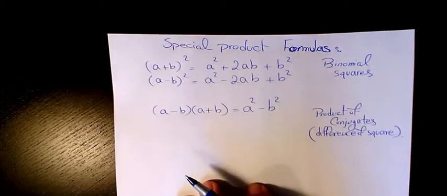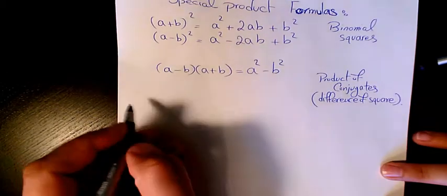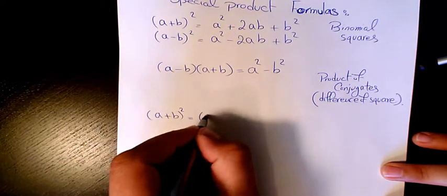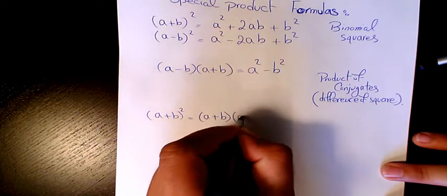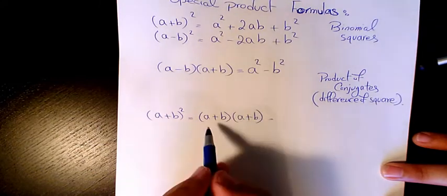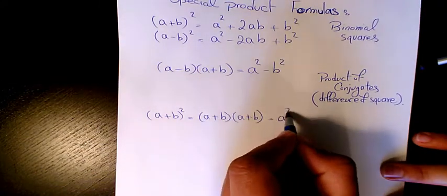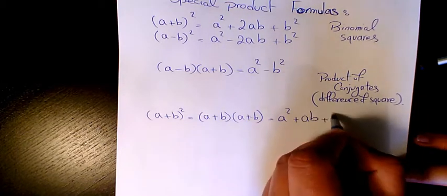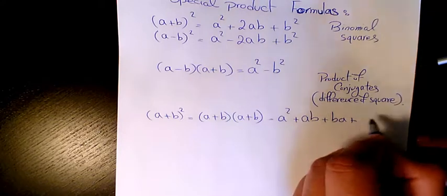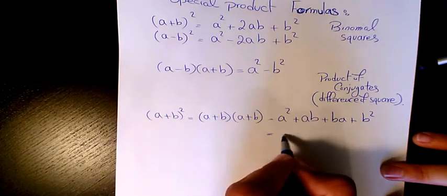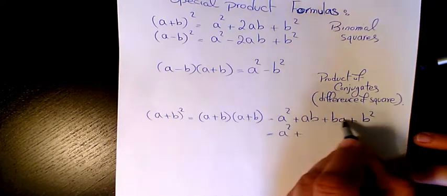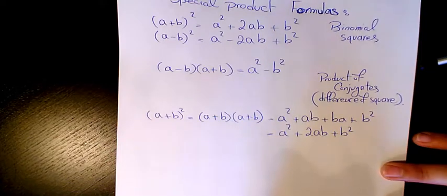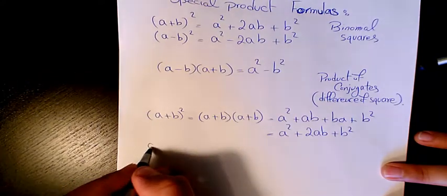So if I want to prove that one, for example for the first one, we have (a + b) squared, which is (a + b) times (a + b). When you distribute it, you have a times a, which is a squared. A times b is going to be ab. B times a is going to be ba. And then b times b is going to be b squared. So we have a squared plus ab and ba are the same, so it's going to be 2ab, plus b squared.